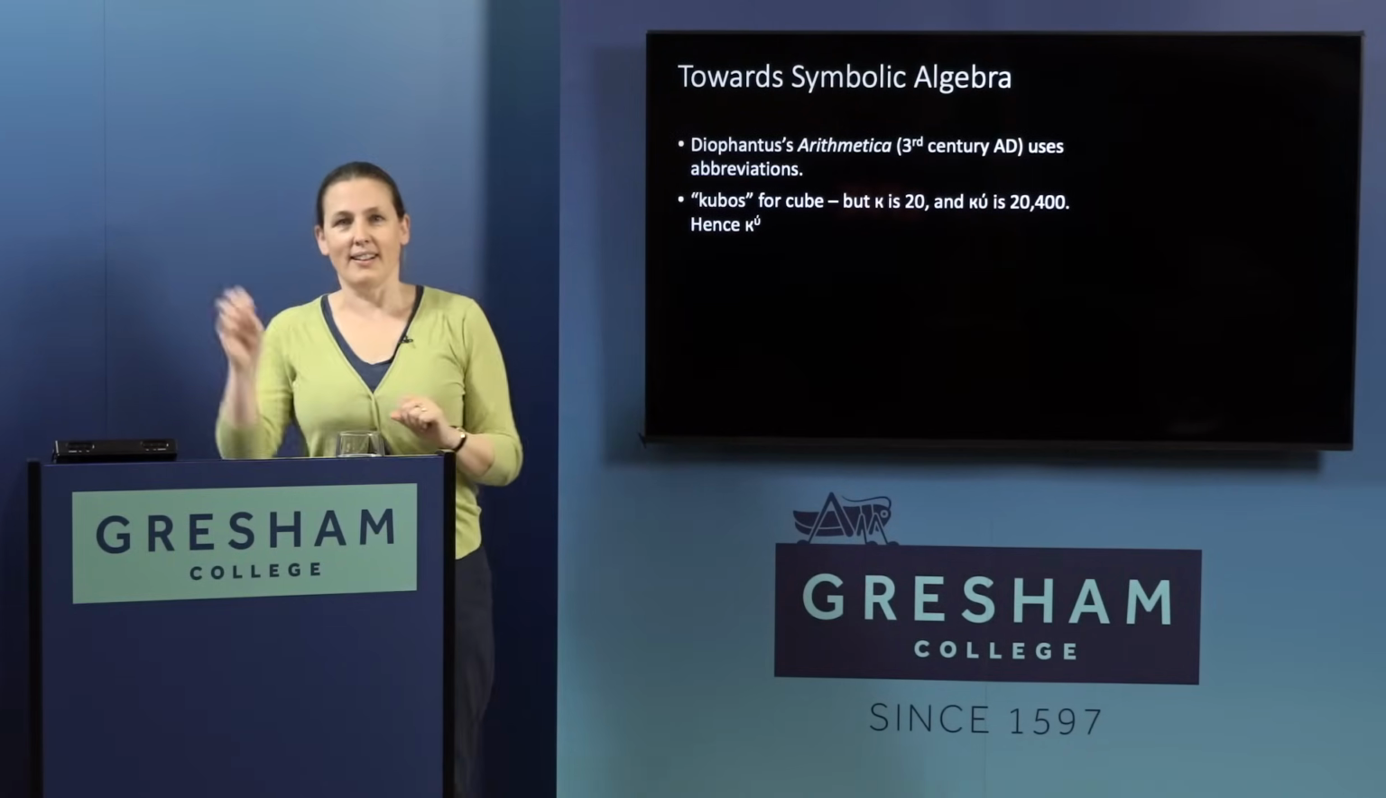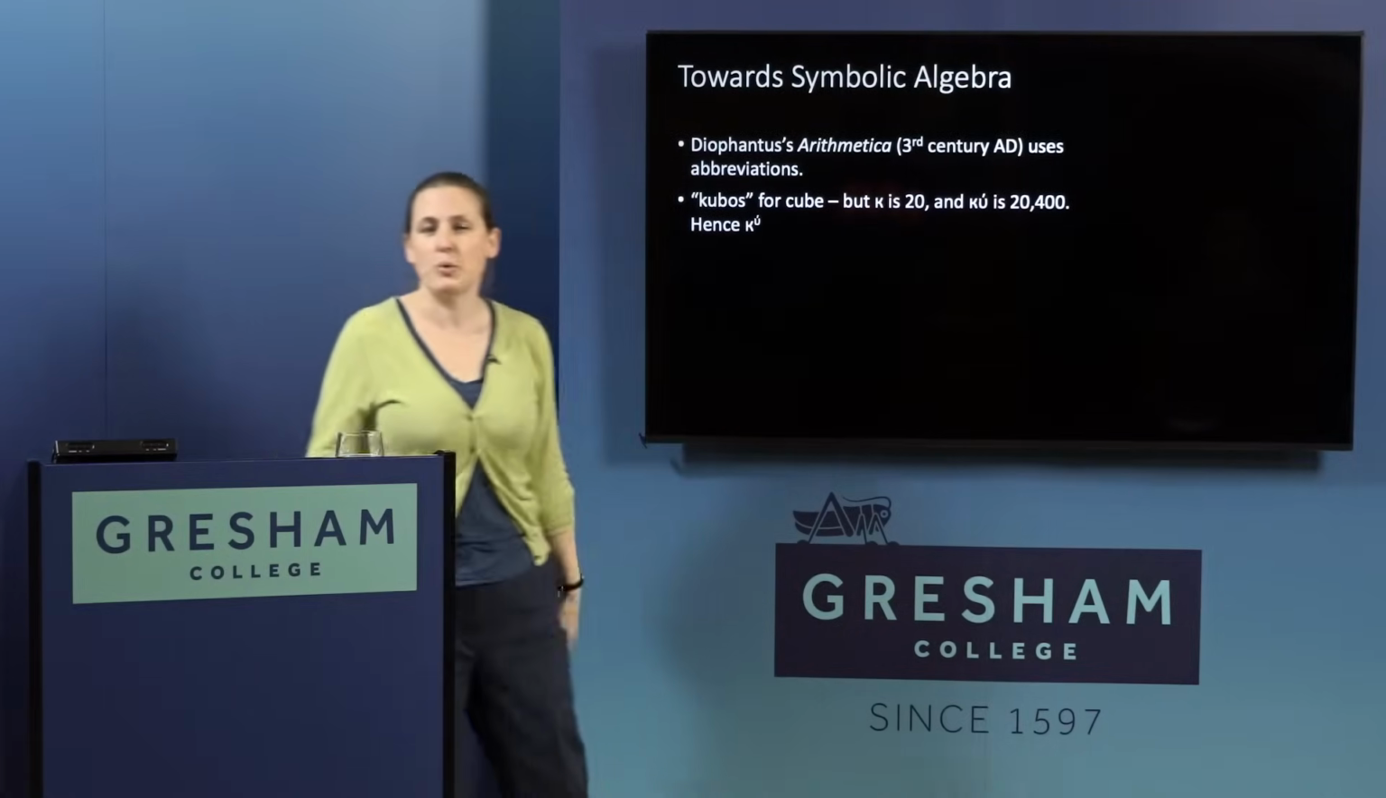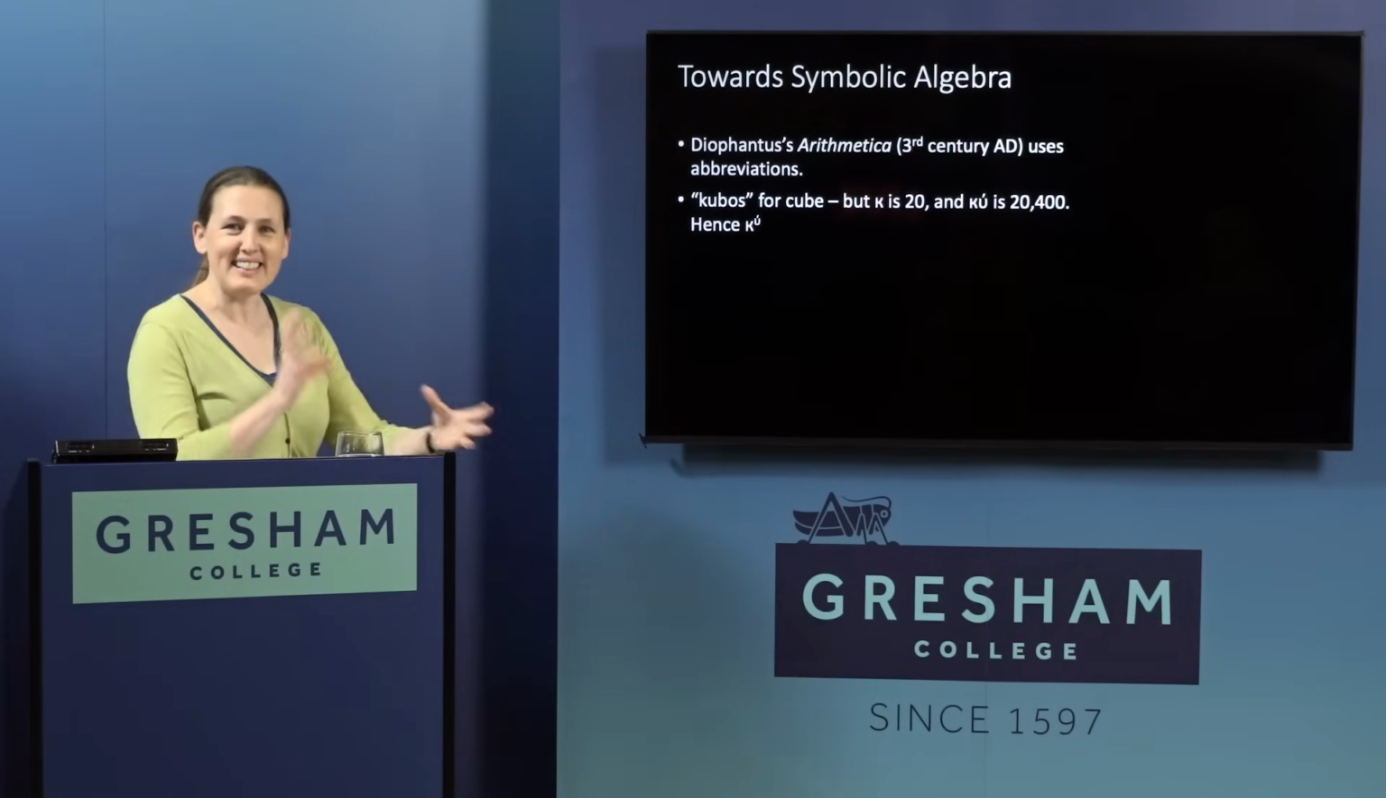If you want to write a symbol, an abbreviation for the cube of something, well, the word is kubos, and the first letter of kubos is kappa, but kappa is the number 20. So that's going to be very confusing, because if you look at it, you won't know whether it's 20 or it's the cube. So then what do you do? Well, maybe use the first 2 letters, kappa, upsilon. And then that's problematic because that actually represents the number 20,400. So you can see this is really difficult.